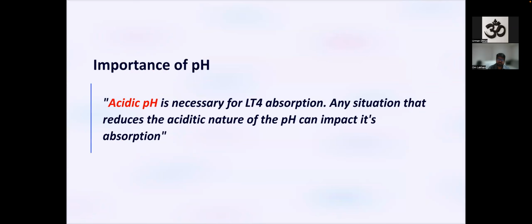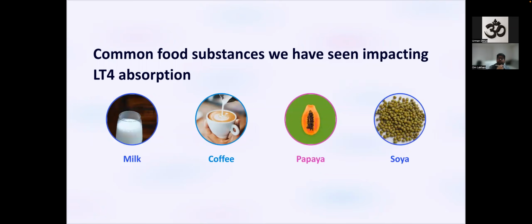Okay, so that's why acidic pH is very, very important for levothyroxine absorption, and any situation that reduces the acidic nature of the pH can impact levothyroxine absorption. This is a very important take home message, right? A lot of food substances can impact levothyroxine absorption. Milk, coffee, papaya, soya, these are all common food substances which can impact levothyroxine absorption.